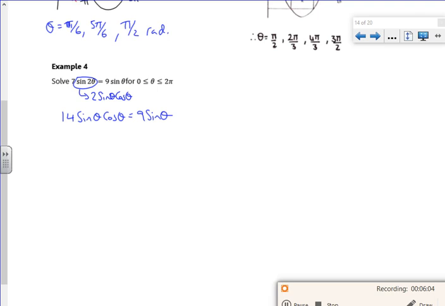What people do is, and I'm going to just undo it on the board in a minute, people cancel out the sine, and they say, all right, I've got 14 cos theta is 9, so cos theta is 9 over 14. The problem is you've deleted the sine out, and you don't want to do that. So you cannot cancel, so do not.